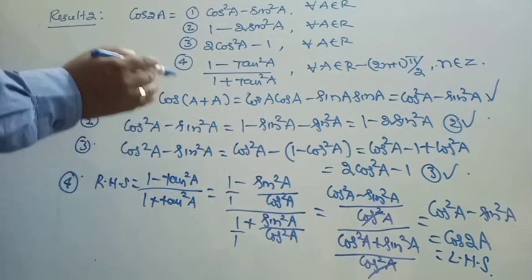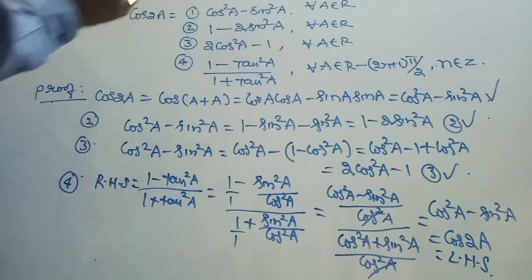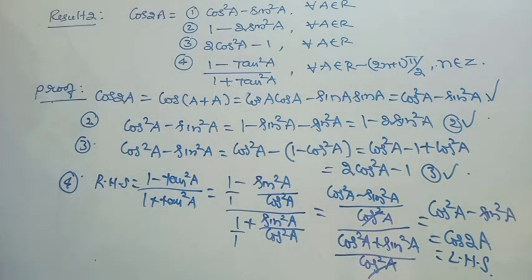That means for cos 2a, we proved all these 4 results: cos square a minus sin square a, 1 minus 2 sin square a, 2 cos square a minus 1, and 1 minus tan square a by 1 plus tan square a. These are the 4 results for cos 2a.